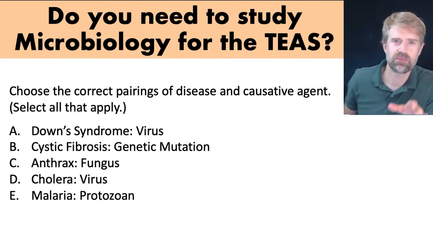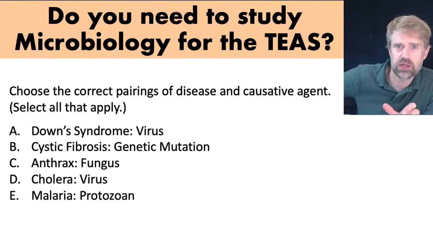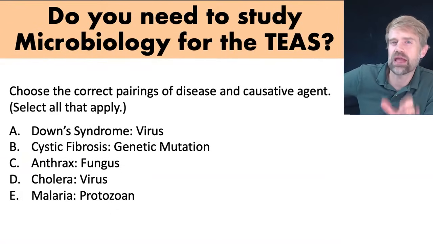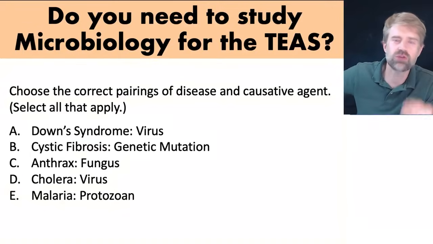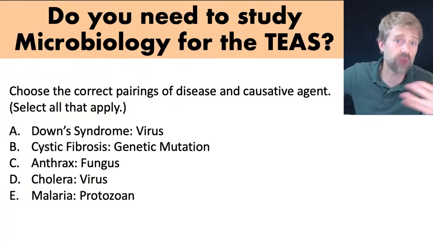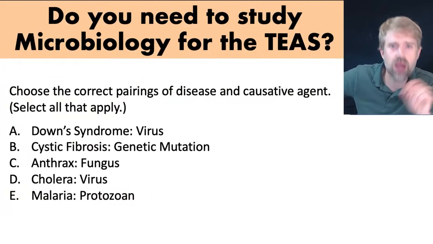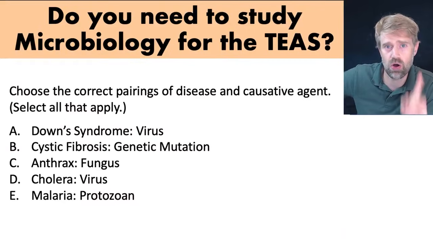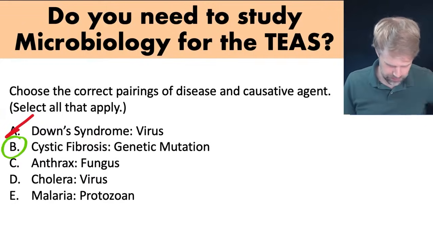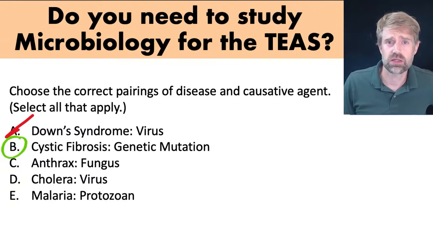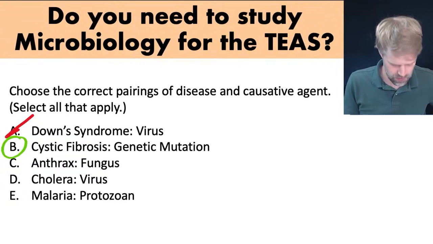And here's the next question. Choose the correct pairings of disease and causative agents. This is something that is all over the TEAS. They're going to ask you questions where you get different diseases and you have to know what causes them. Maybe it's a microbe, maybe it's a type of microbe, maybe it's not a microbe. So we're going to select all that apply. First, Down syndrome caused by a virus? Nope. Cross it off. Cystic fibrosis caused by genetic mutation. Indeed, that's correct. Anthrax. Is that caused by a fungus? No, it is not.